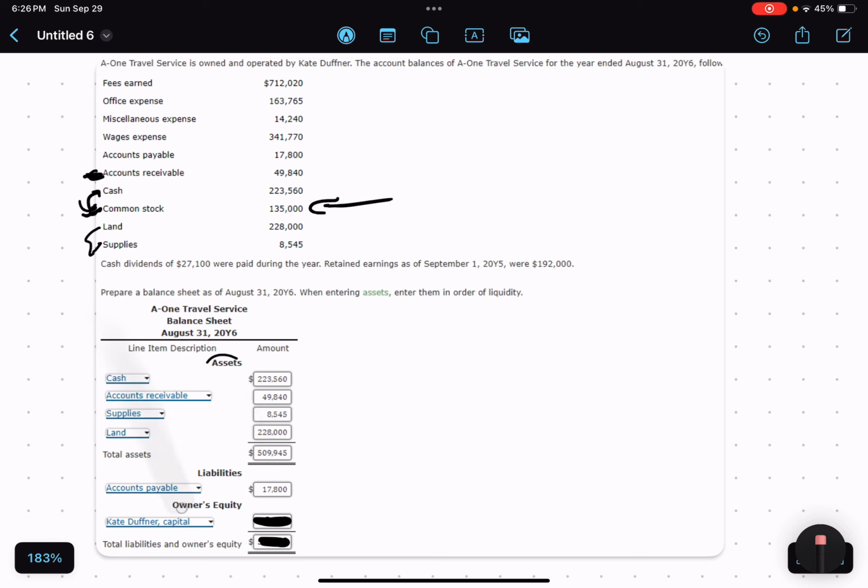And then the owner's equity. If you notice something interesting, the owner's equity is not given in this question. Notice how nowhere does it say the owner's equity. So how are we supposed to find the owner's equity? Well, to use this formula, owner's equity is equal to assets minus liabilities.